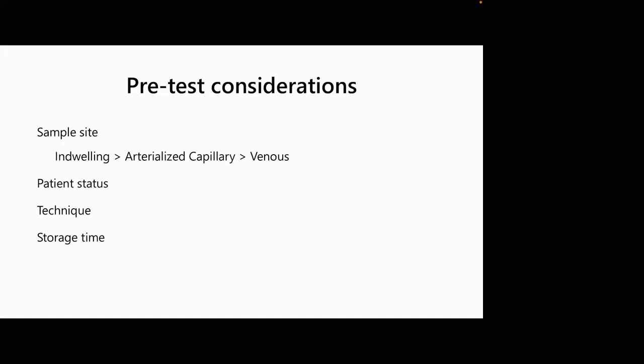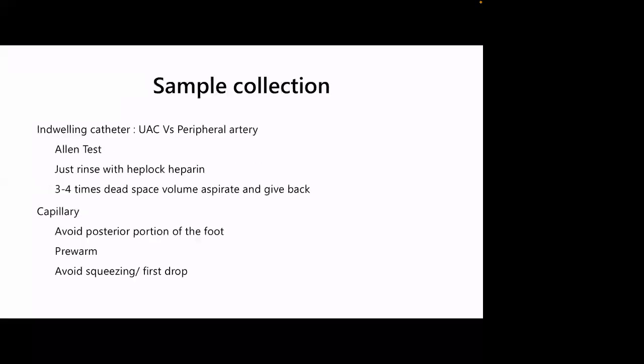The pre-test considerations include the sample site from where we are going to take the sample, then the status of the patient, whether the patient is ventilated, is having shock, or having metabolic acidosis or hypoxemia, then the technique of blood sampling, which side and how we are taking it, whether it's in the syringe or in the capillary, then the storage time. These are the main pre-test considerations. So we'll see how the sample collection goes.